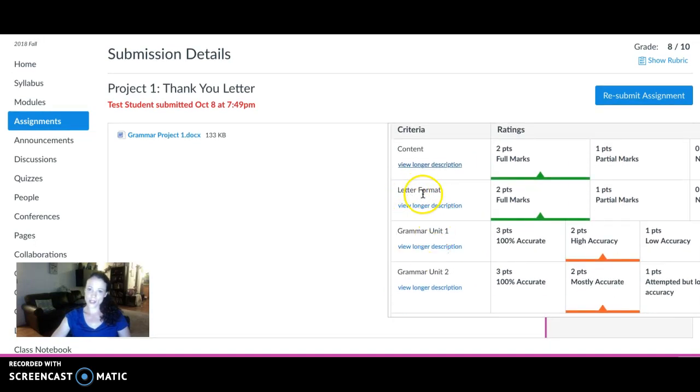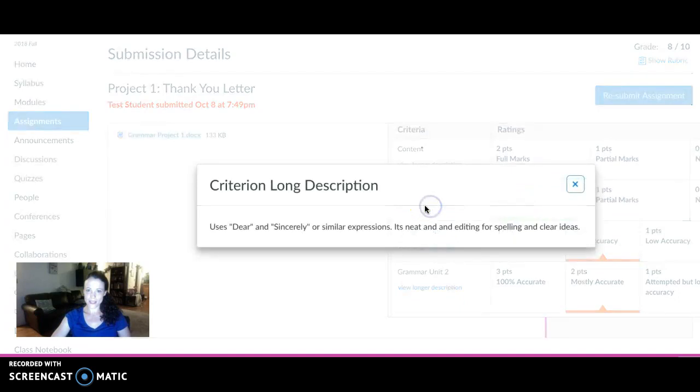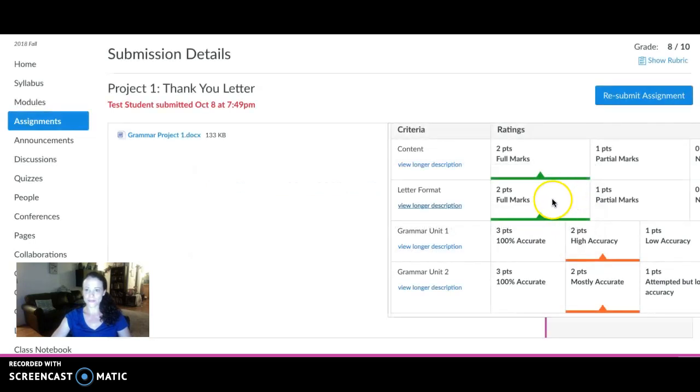The next criteria was letter format. So I am asking you to start with dear and end with sincerely, or a similar expression would be fine. And then I also want it to be neat and edited for things like spelling, capital letters, clear ideas, just basic clear writing. So this person got 2 points for that.